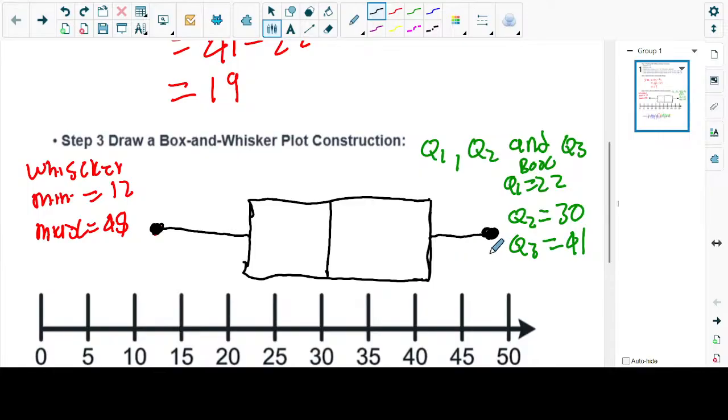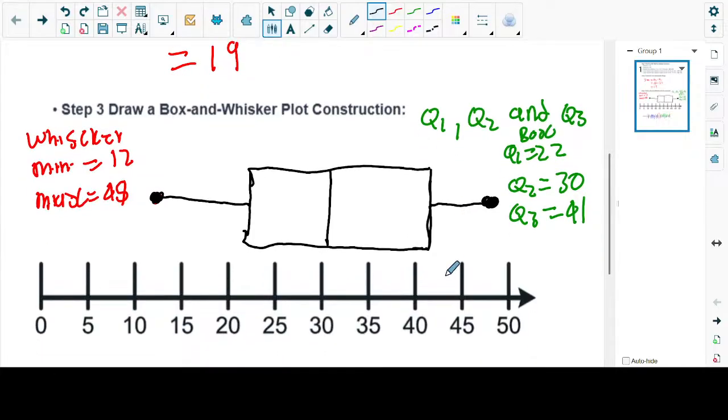Not whiskey, guys, whisker. Box and whisker diagram. The box is the cat, and the dots are the cat's whiskers. Okay, we have our box and whisker diagram now.